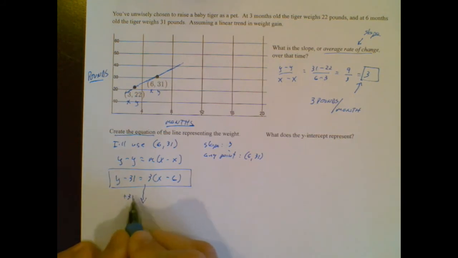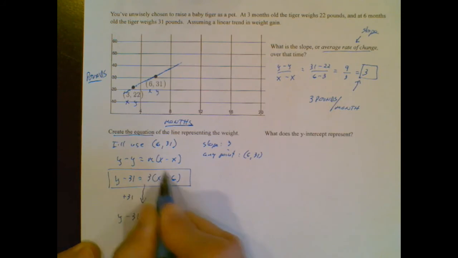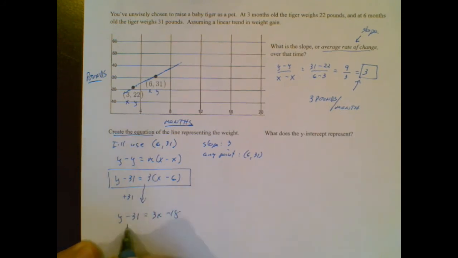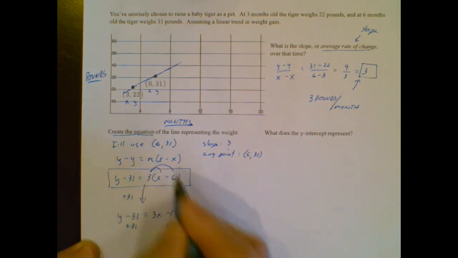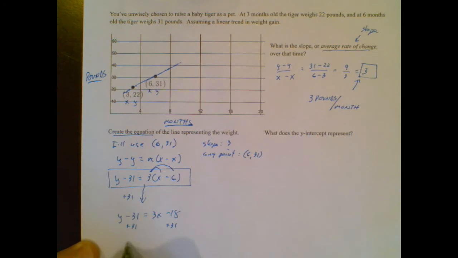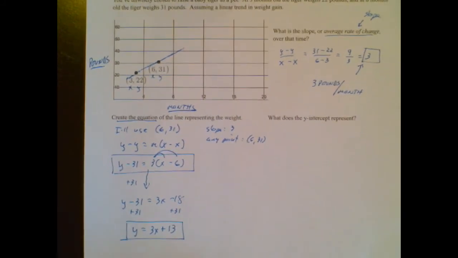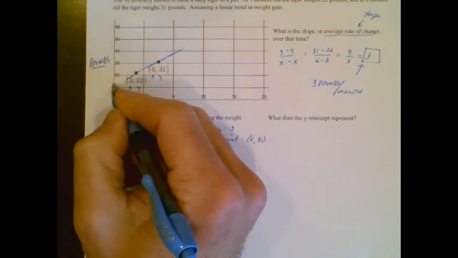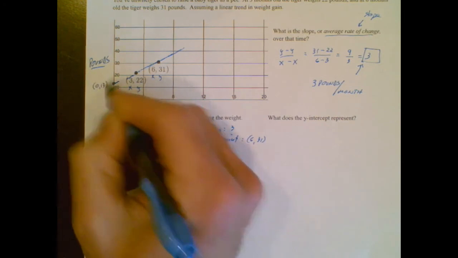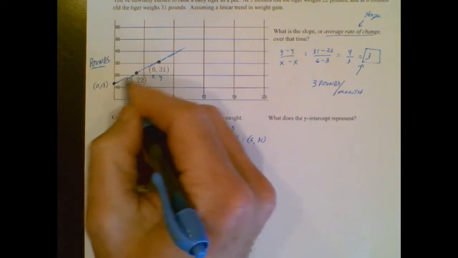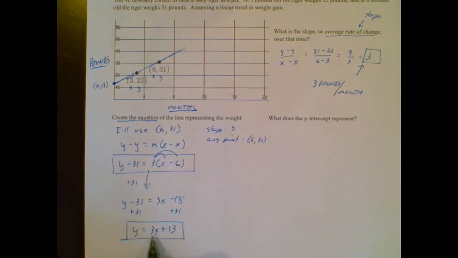I just move the 31 over. I have to wait though. I better distribute this 3. And now move the 31 over. Remember, I distributed the 3 first. Now I move this 31 to the other side. And I get, let's see, 3x plus 13. Okay, well now I know that if I were to extend this, I should hit right there at 0, 13. That's my y-intercept. There's my slope.